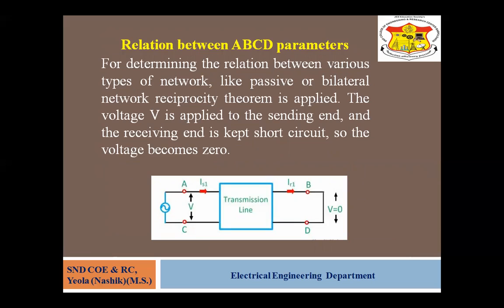The next point is the relation between the ABCD parameters. For determining the relation between the various types of network, like passive or bilateral network, the reciprocity theorem is applied. The voltage V is applied to the sending end and the receiving end is kept short circuit. So the receiving end voltage becomes 0.